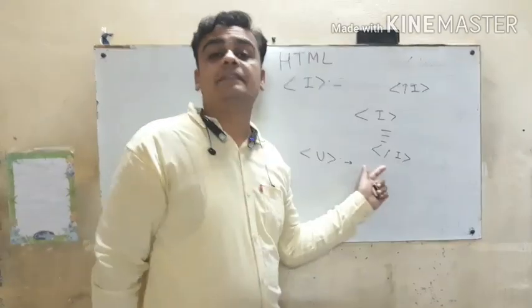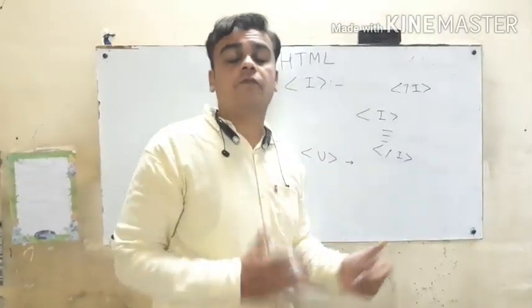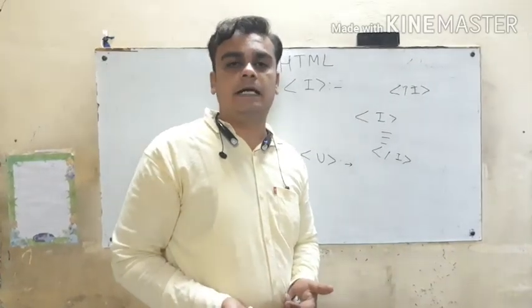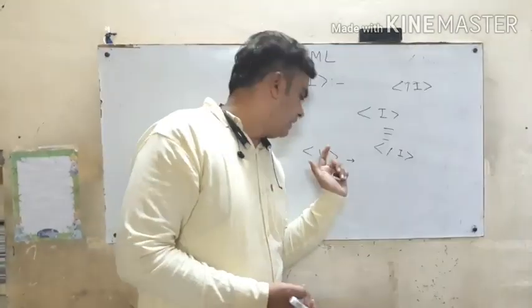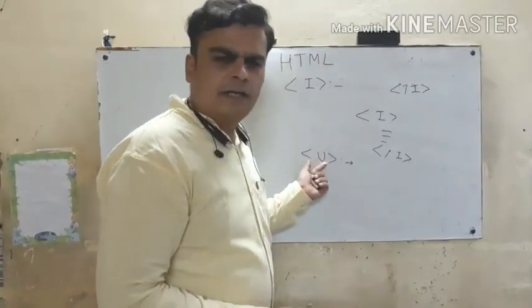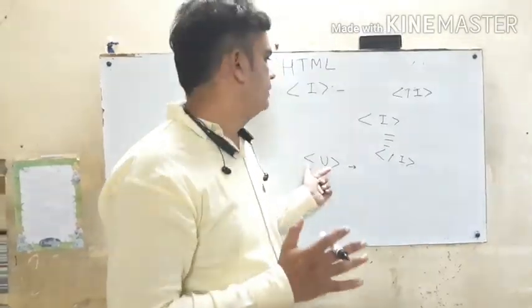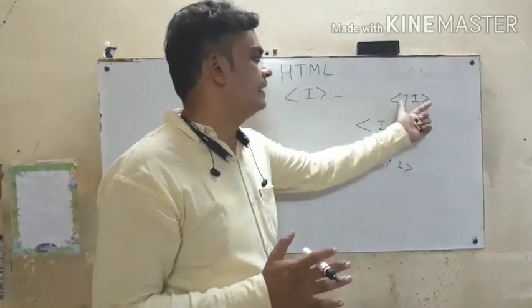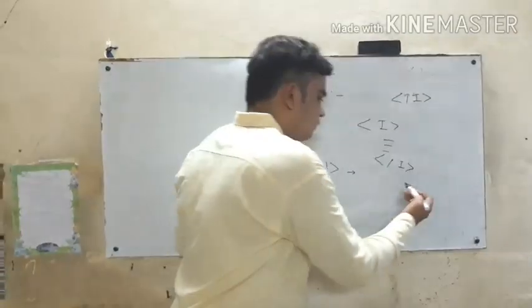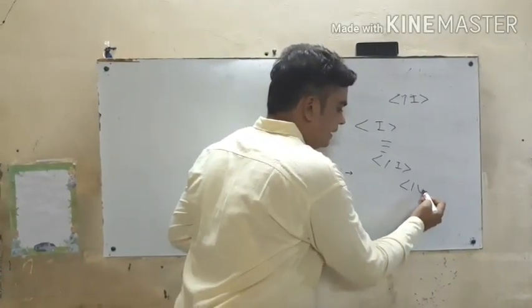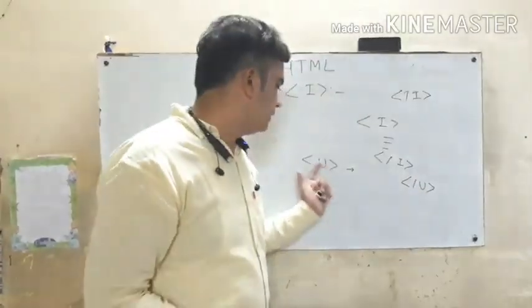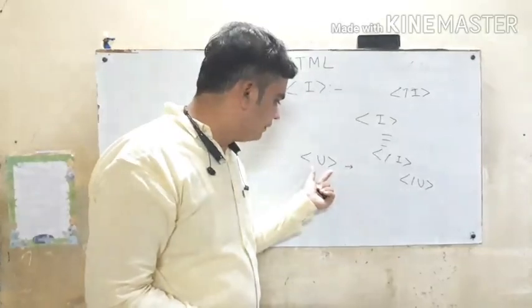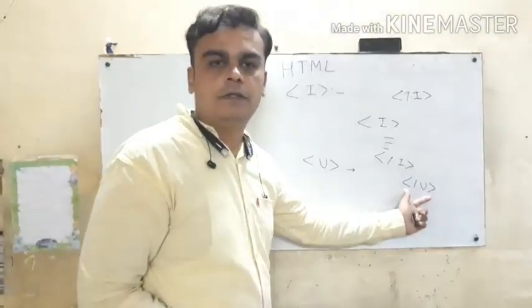U tag represents underline. So if we give some underline to the text, in that case I am using the U tag, and its working is almost similar. Means we can write down like this, I tag /I tag. Same thing for U tag, it is also a pair tag and its companion tag is /U. Thereafter, the information should be present in between U tag and /U tag.